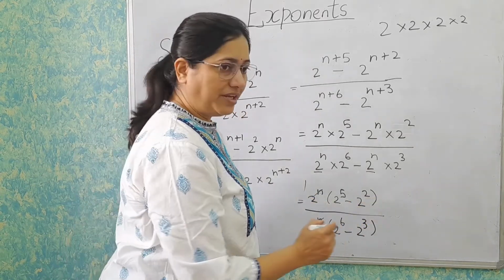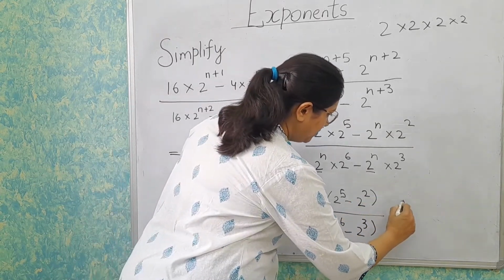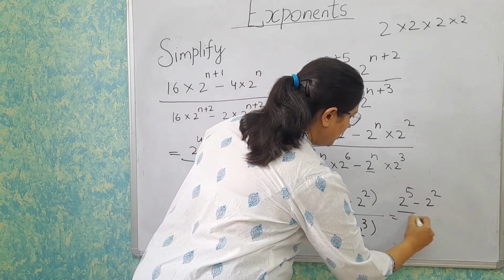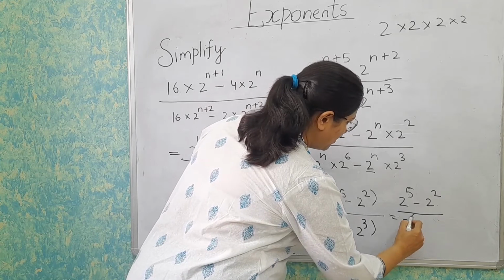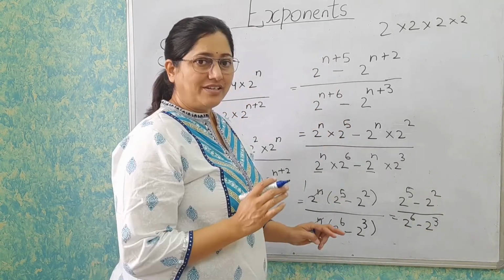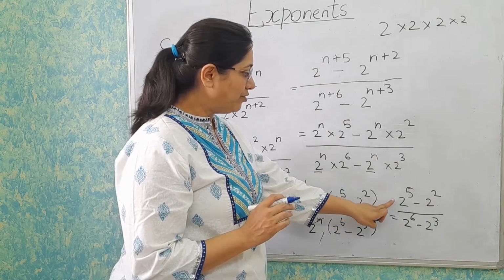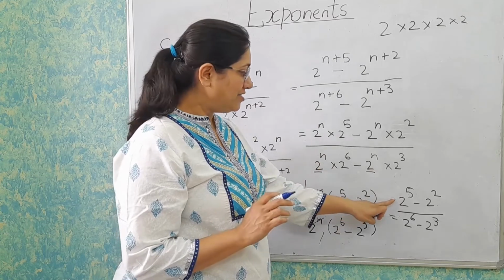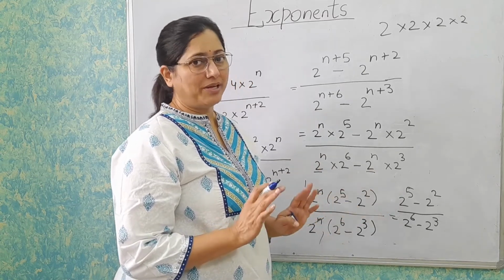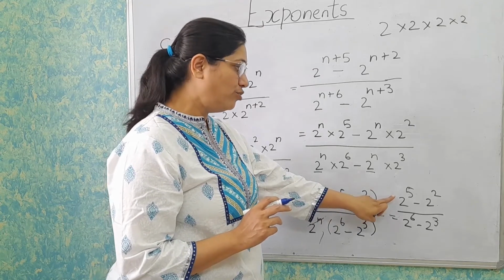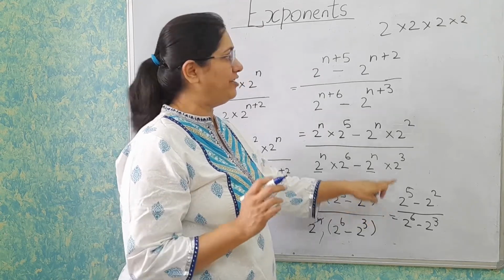So what is the remaining number? 2 raised to the power 5 minus 2 raised to the power 2 divided by 2 raised to the power 6 minus 2 raised to the power 3. See, just to get the answer, we have to multiply this 2 for 5 times. Please don't multiply this 2 with 5 and say that ma'am answer is 10. No, answer is not 10.